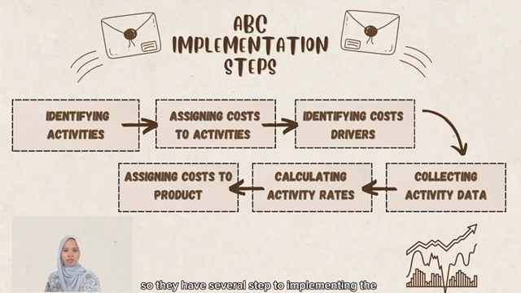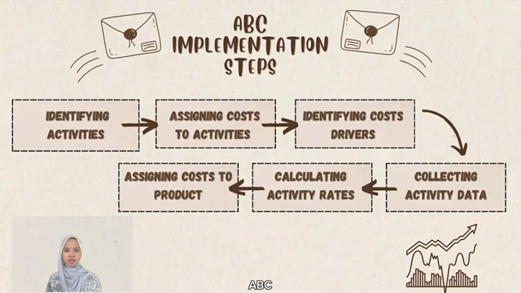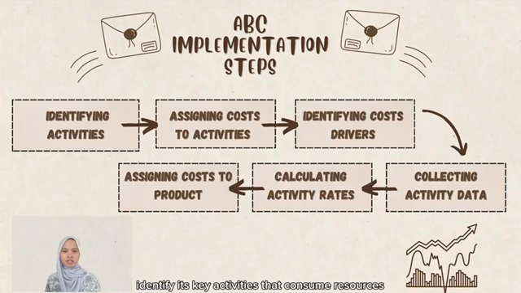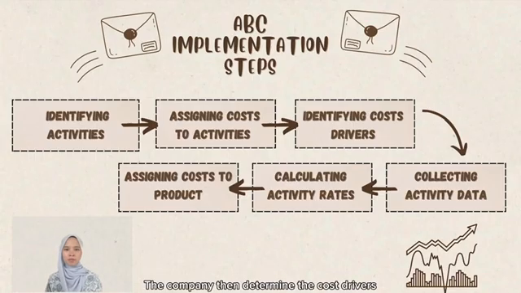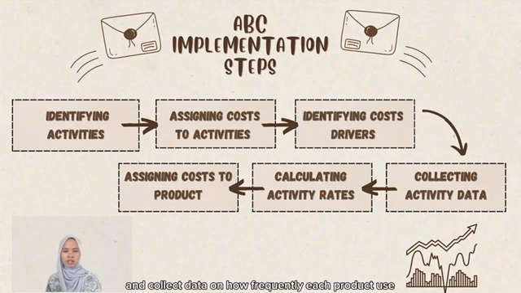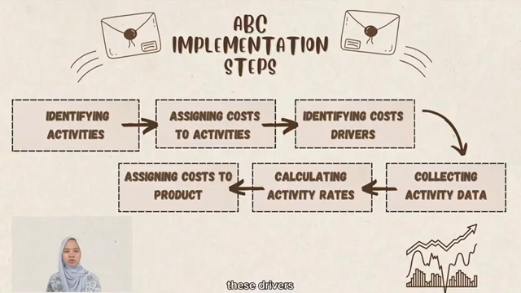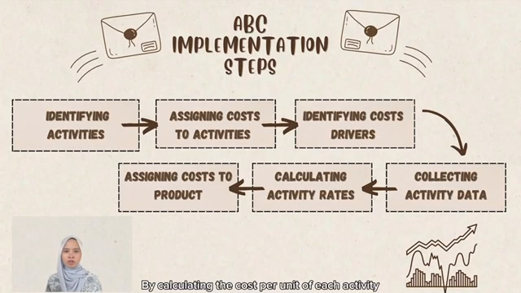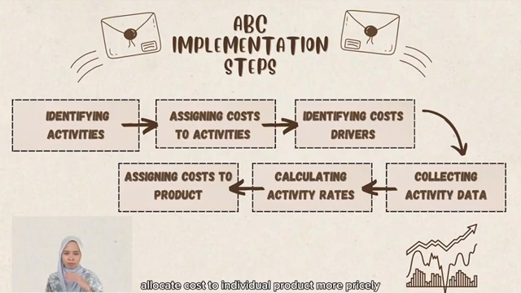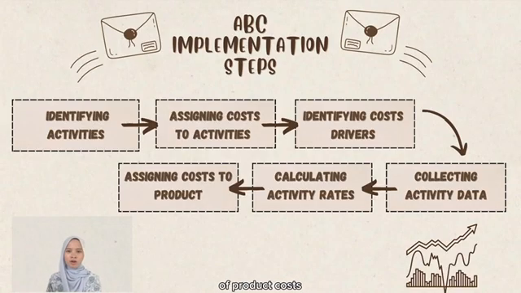So they have several steps to implementing the ABC. First, the organization identifies its key activities that consume resources. Next, it assigns costs to these activities based on resource consumption data. The company then determines the cost drivers, measurable factors that influence activity costs, and collects data on how frequently each product uses these drivers. By calculating the cost per unit of each activity, the organization can allocate costs to individual products more wisely. This structured implementation helps in achieving a more accurate understanding of product costs and also supports better strategic decision making.